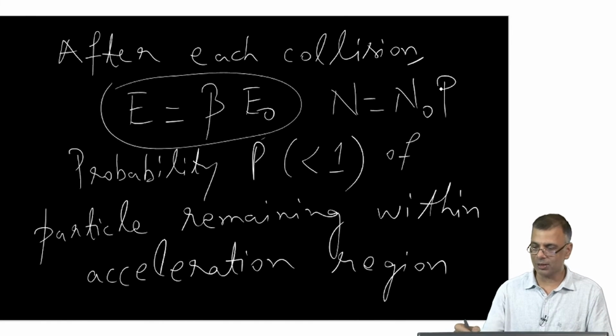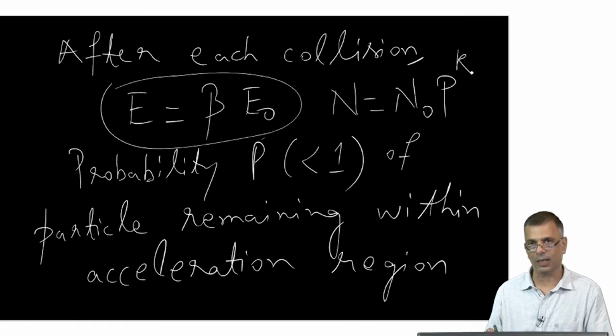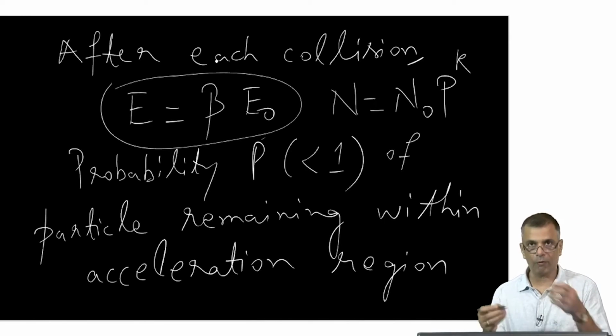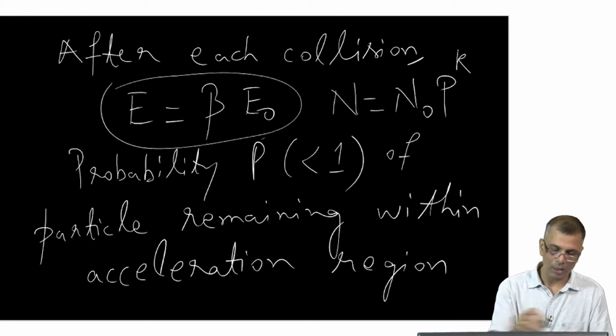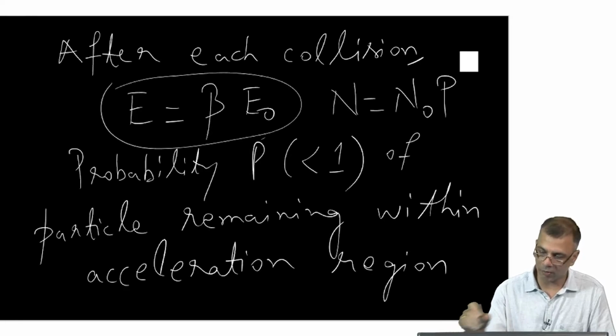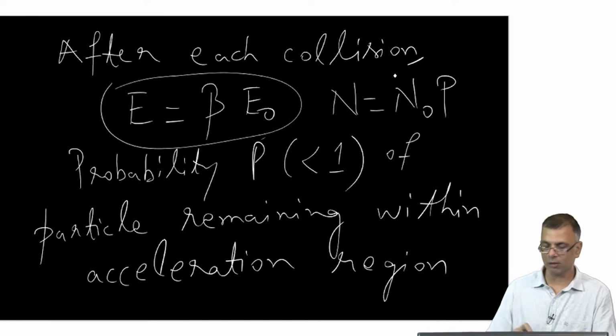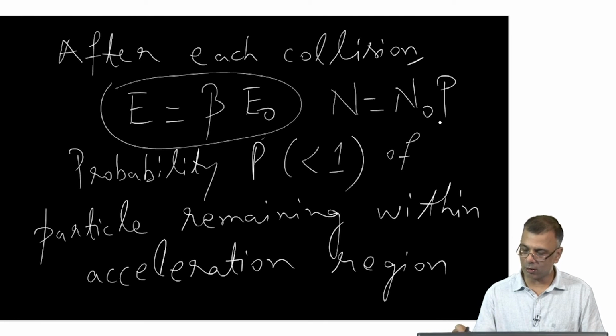So after k collisions, the number of particles remaining would be n naught p raised to k, and p is less than 1. After each collision, there is a non-zero, but less than 1 probability that the particle will escape the collision region, and that's given by this.